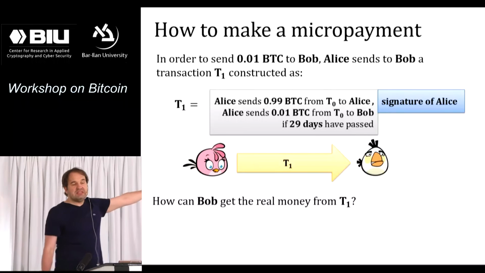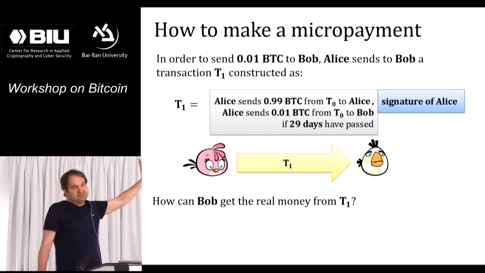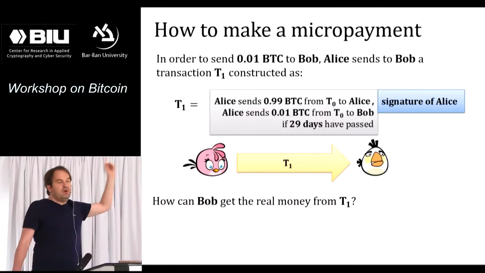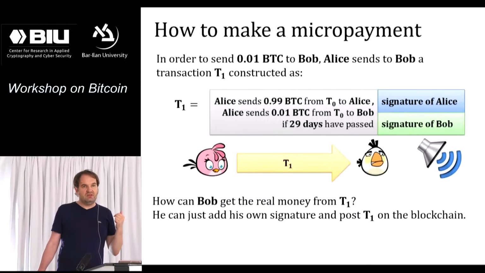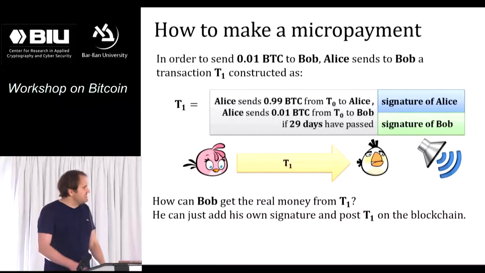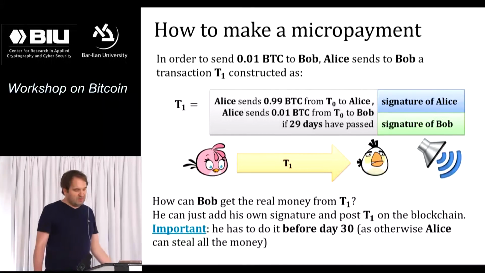So there's a signature of Alice, and Alice cannot post it on the blockchain because she doesn't have the signature of Bob, but Bob can do it. So Bob can get this 0.01, and Alice will get back her change. He can then add his own signature and post it on the blockchain in 29 days.